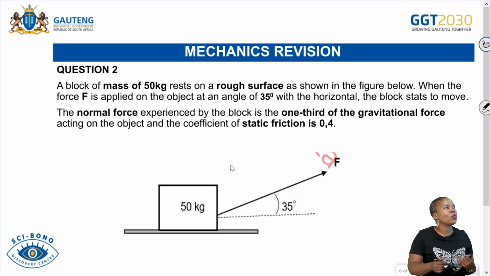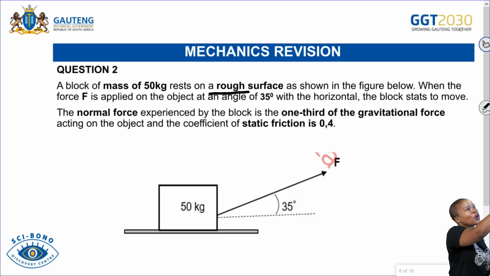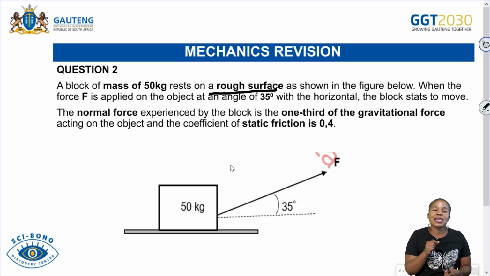For example, the words rough surface indicate to you that there is frictional force. It goes on to say, when the force F is applied on the object at an angle of 35 degrees with the horizontal, the block starts to move. The normal force experienced by the block is 1/3 of the gravitational force acting on the object, and then the coefficient. So these are values that are given to you. And the coefficient of static friction is 0,4.